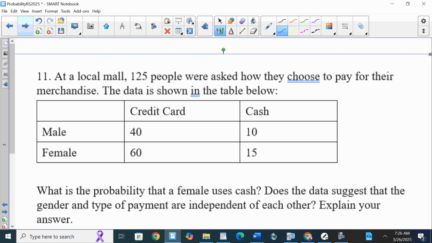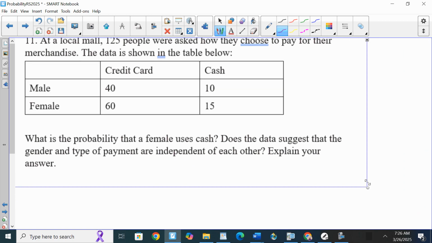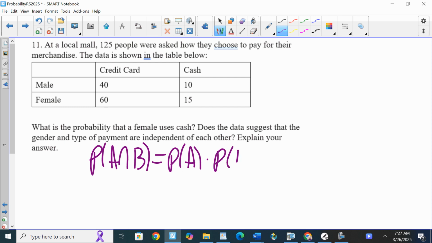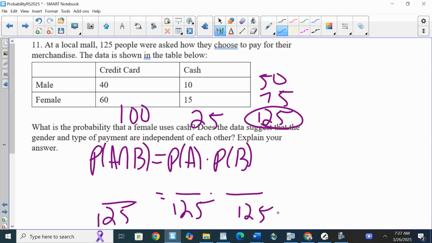Number 11, it's asking for independent. P of A and B equals P of A times P of B. Yeah, that is your independence formula. Total everything up: 100, 25, 50, 75, 125. What's great about this formula is that the total is always your denominator for all three. That really makes this a very simple question. Let's choose what we want A and B to be. Let's go female and credit card. It doesn't matter what you choose.